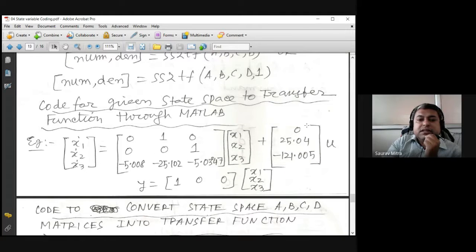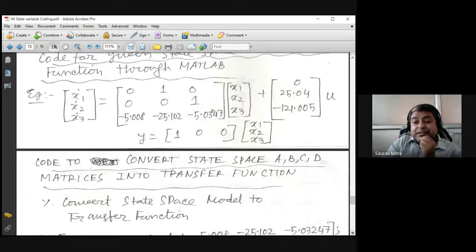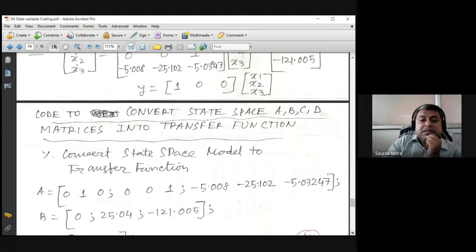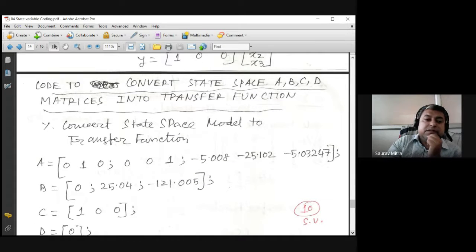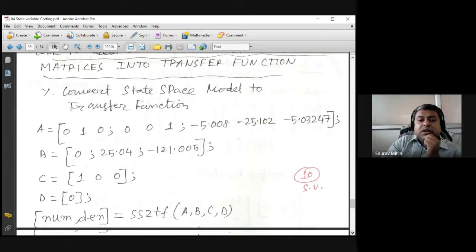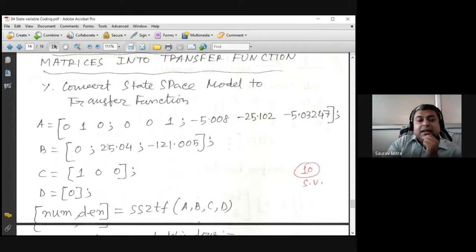So code for given state space to transfer function through MATLAB. So I have given you an ABCD representation. So this is the A matrix, this is the B matrix, this is the C matrix, and then I am asking you to convert this ABCD matrix. So D matrix is not given, means you have to assume that D matrix is equal to 0. So code to convert the state space ABCD matrices into the transfer function. So percentage, convert state space model into transfer function. Then I am saying that this is the A matrix. So you should know how to enter a matrix in a code. So you can read A matrix from somewhere, or you can input what is the A matrix.